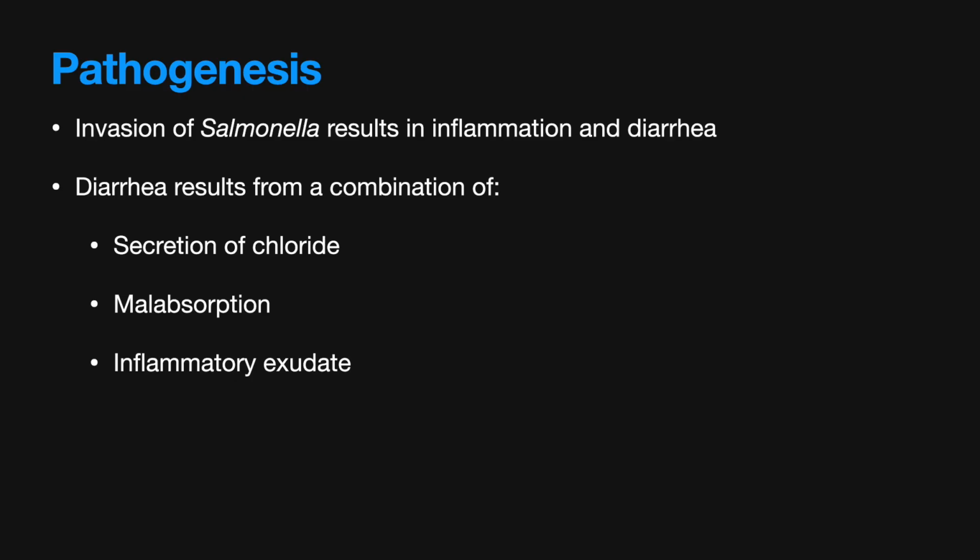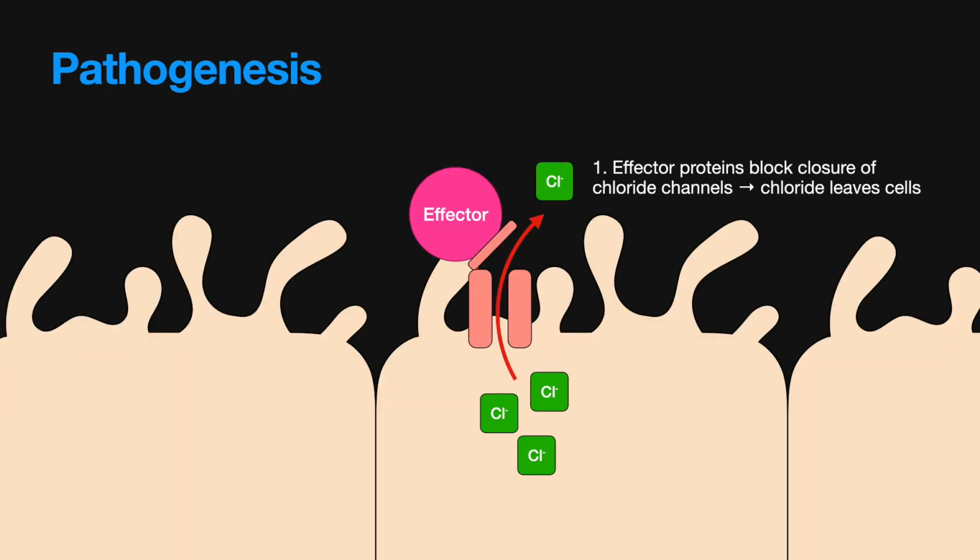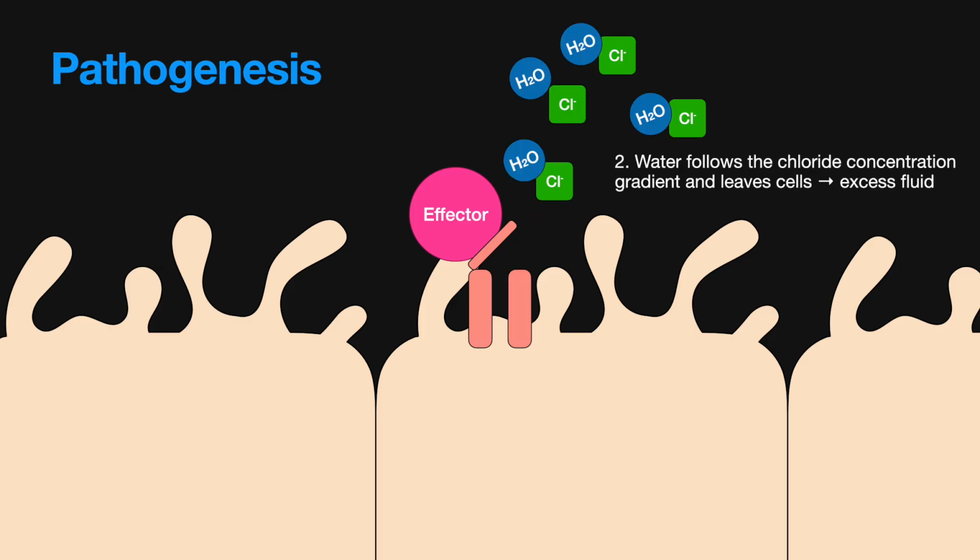Invasion of Salmonella into the digestive system results in inflammation and diarrhea. The diarrhea results from a combination of chloride secretion, malabsorption, and inflammatory exudates. We will now look at the pathogenesis of diarrhea from Salmonella a little bit closer. Once in the intestinal tract, effector proteins produced and secreted by the bacterium block the closure of chloride channels in the cell membranes. This results in chloride leaving the enterocytes. Water follows the chloride concentration gradient and leaves the cells, resulting in excess fluid in the intestinal lumen. We call this a secretory diarrhea.